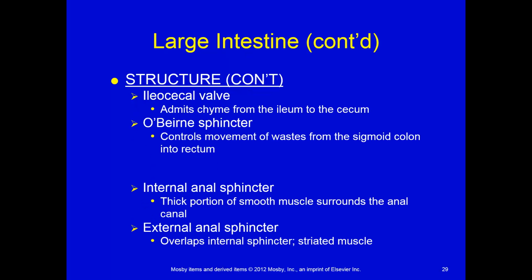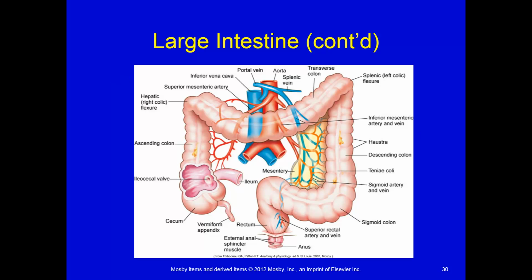So the ileocecal valve admits the chyme from the ileum to the cecum. There is another sphincter at the end of the colon called the O'Beirne sphincter, which controls the movement of waste from the sigmoid colon down into the rectum to be expelled, obviously. And there's an internal and an external anal sphincter that controls the muscle here at the end. But what I really want you to focus on is the movement, and what you would expect of the volume or the mass through that colon. We're going to talk about that more specifically in just a second. Okay, so here's a good picture for you. Here's that ileocecal valve.